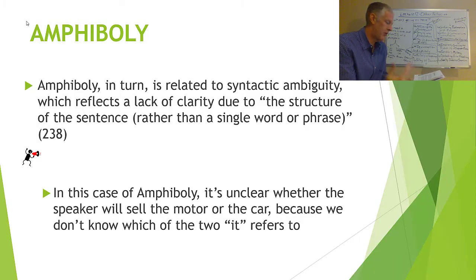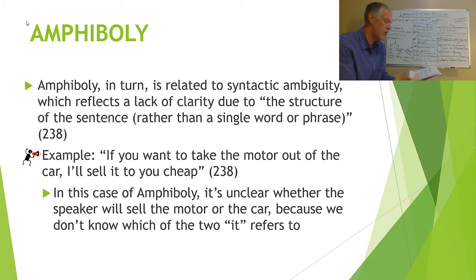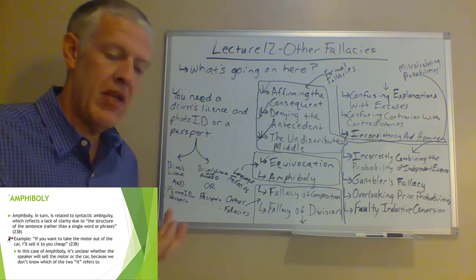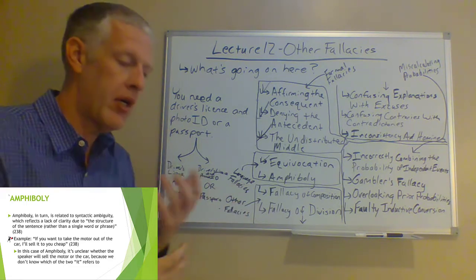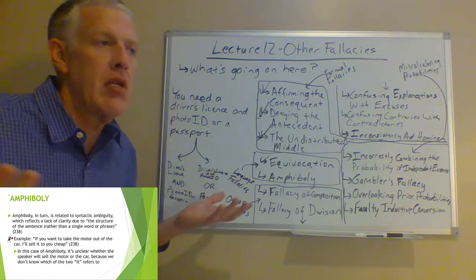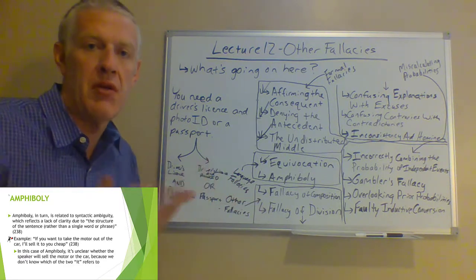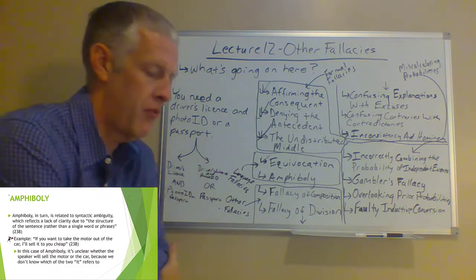So I love their example from 238. Thought this was a great example. Quote, if you want to take the motor out of the car, I'll sell it to you cheap. Well, the issue here is, what is it referring to, right? That could be referring to the car once the motor's taken out, right? Or is he suggesting that he or she is willing to sell the motor itself, right? What part of the structure of the sentence is the it referring to? We don't know. There's a lack of clarity there. Hence, it's open to two equally valid, if you will, or legitimate interpretations. We don't know what this person really means. They need to be clear.